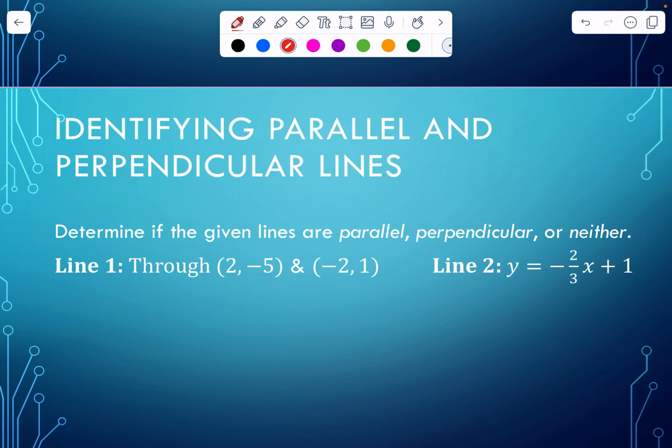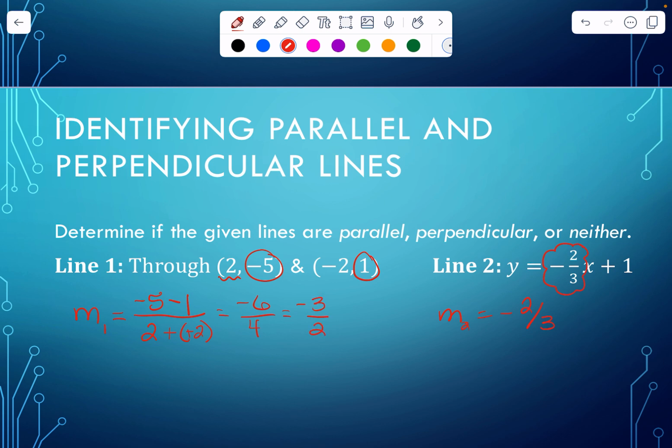So I have 2 lines here. On line 2, my slope is attached to the x. It's written in slope-intercept form, and that is -2/3. The slope of line 1, I actually have to find. So I've got -5 minus my other y value, 1, over, since I used the -5 first, I have to use the 2, minus -2. So -5 minus 1 is -6. 2 minus a -2 gets me +4. I simplify that fraction, and that is going to give me a -3/2.